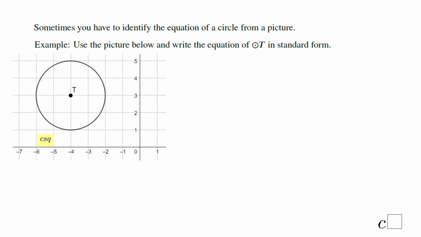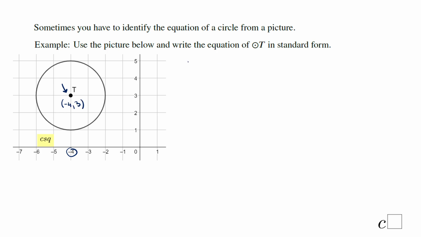In the next part of the lesson, sometimes you have to identify the equation of the circle from a picture. You get a picture, can you write the equation? On this one, the first thing you want to do is identify the center. In this case, the point T has the coordinates negative 4, you have to move 4 left and 3 up, right? So we have negative 4 and 3.